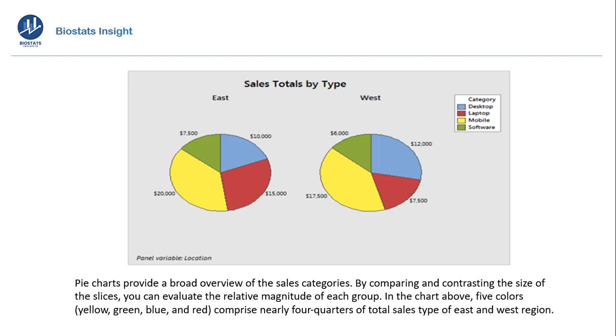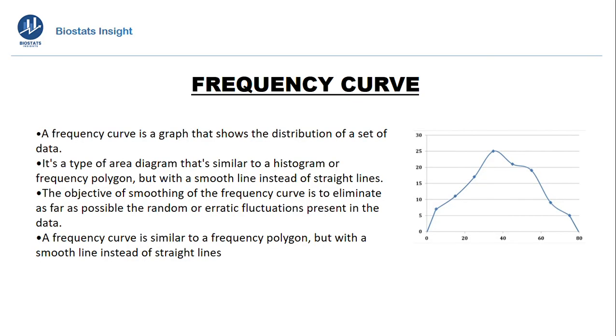If you want to compare, you can easily see that yellow is the major part of both east and west coast. The east coast is smaller than the west coast, because on the east coast the mobile sales are $20,000, but on the west coast the mobile sales are $70,500. So, got the point? These are different levels of comparison you can do with the help of your understanding.